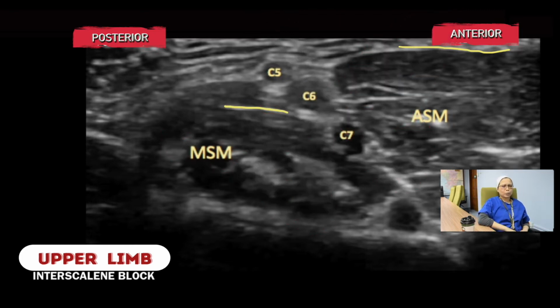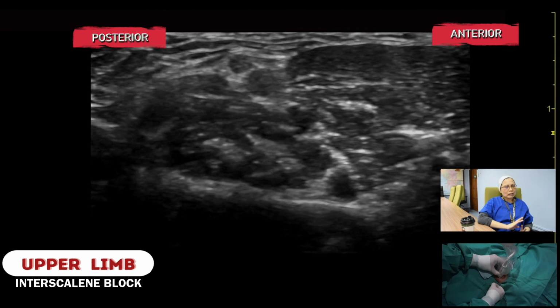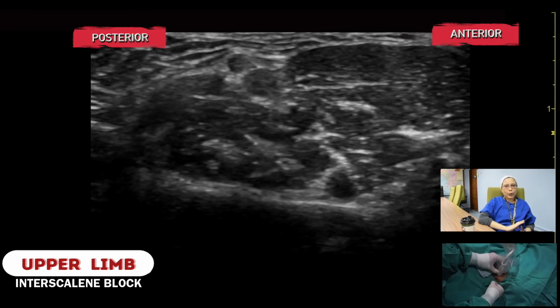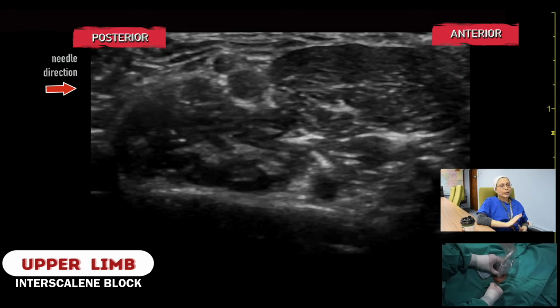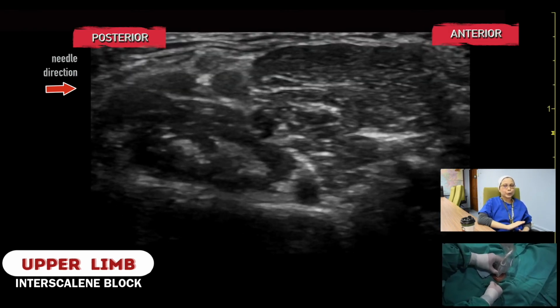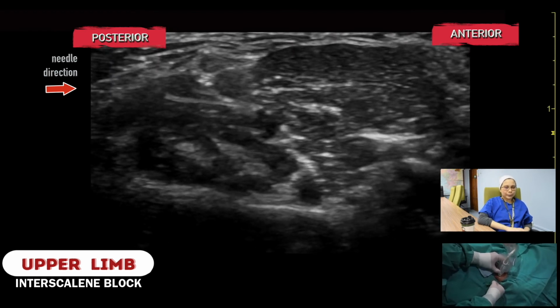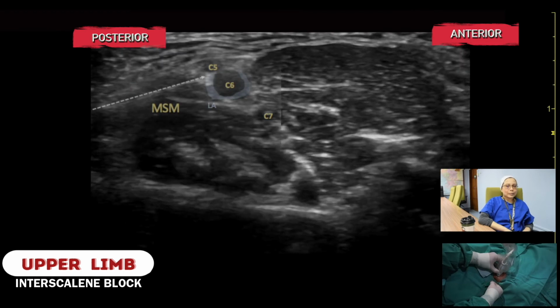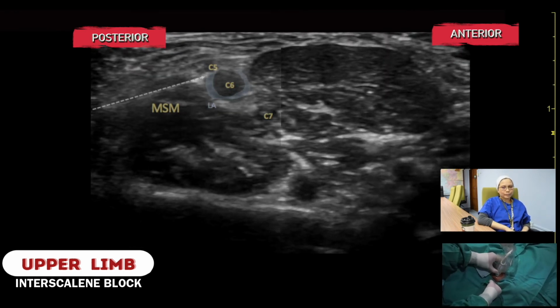So now let's move on to the exciting part, which is the needling part. This is a superficial block, so the needle length shouldn't be more than 80 mm. The needle is slowly advanced towards the brachial plexus, piercing through the middle scalenus muscle and then the nerve sheath. The needle tip is placed between the C5 and C6 roots.